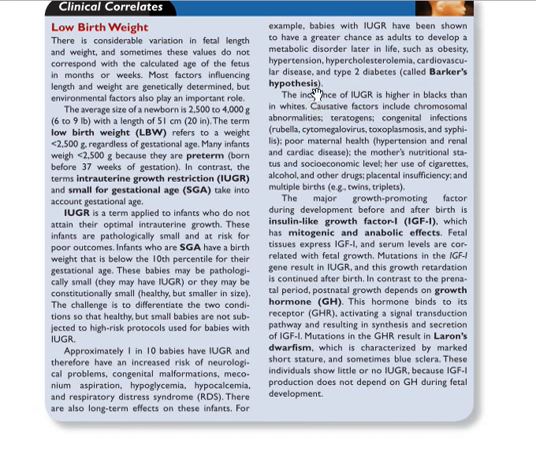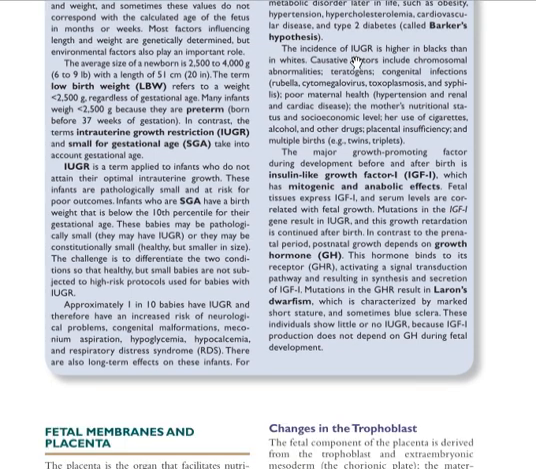Examples of those metabolic diseases are shown under the metabolic syndrome, which consists of obesity, hypertension, hypercholesterolemia, hyperglycemia, and hyperuricemia, and that hyperglycemia shows that this child may have type 2 diabetes later in life. Okay.